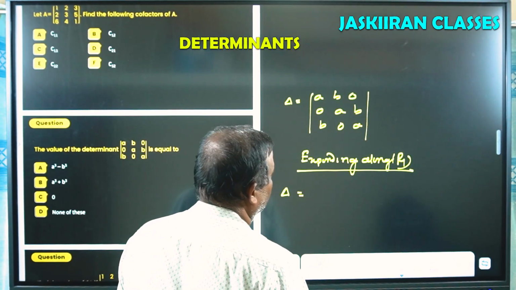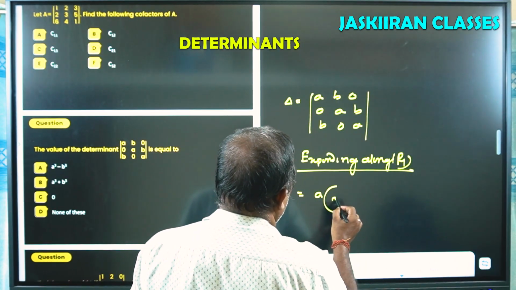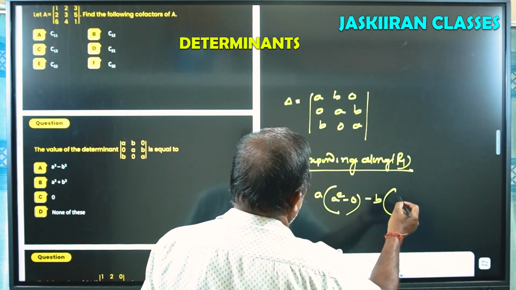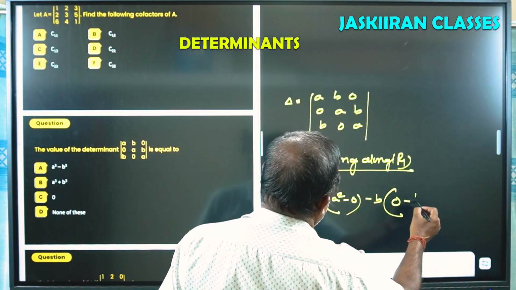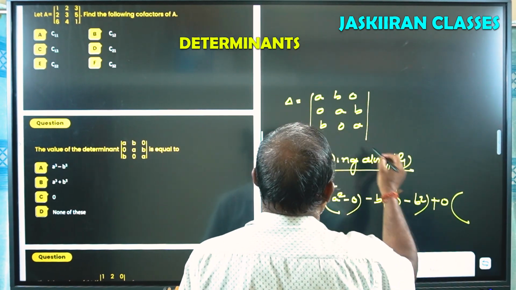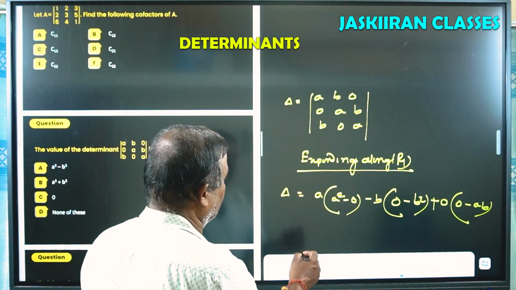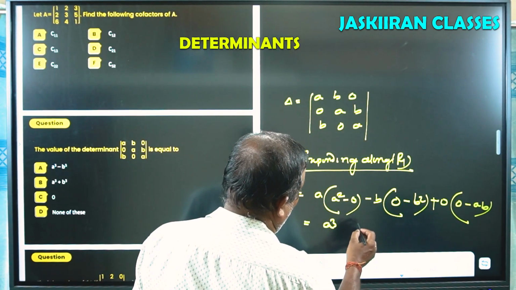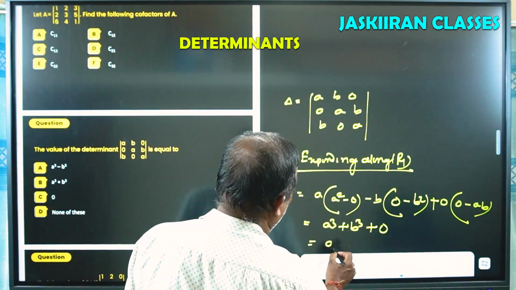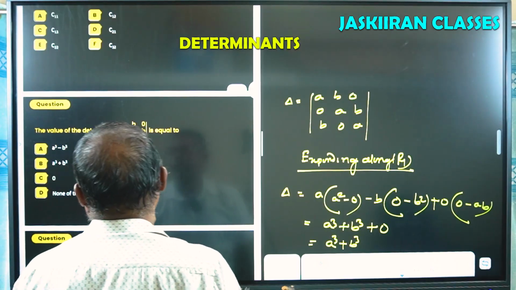So we get A into (A square minus 0), minus B into (0 minus B square), plus 0 into (0 minus B square). Expanding along R1, the last term is equal to 0. That is, we get A cube plus B cube. Then the answer is A cube plus B cube.